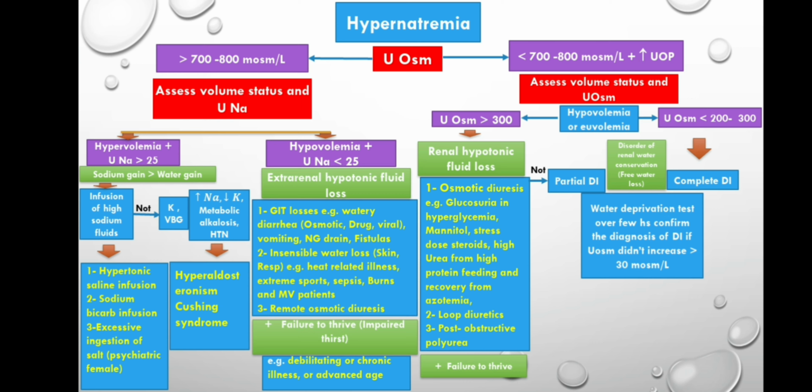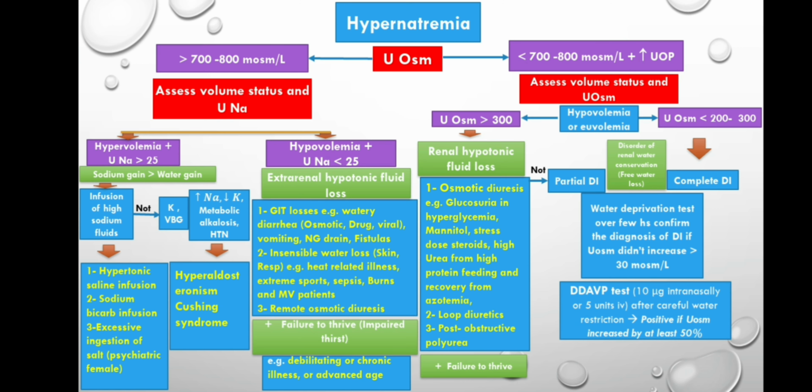Then, after confirmation of complete DI, to differentiate between central DI and nephrogenic DI. First of all, what is central DI and what is nephrogenic DI? Central DI is caused by failure of ADH secretion from the posterior hypothalamus, so it is a central cause. While nephrogenic DI is caused by failure of the response of the receptors in the kidney to ADH. So it's an end receptor problem.